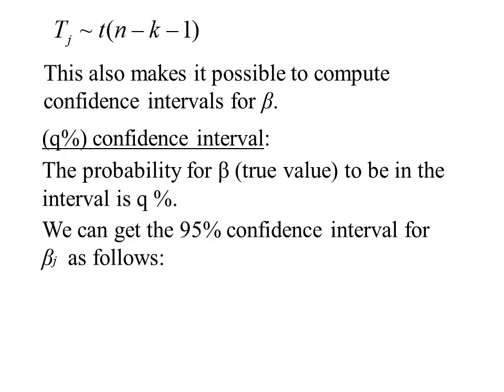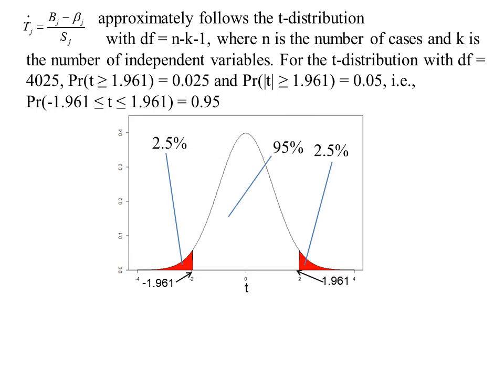Let Q be a value, in percent, of probability. So a Q% confidence interval for beta means that the probability for beta to be in the interval is Q%. Now let's follow, as an example, the computation of the 95% confidence interval for beta for high school graduates. We start with the general formula for T, i.e., T is the difference between B and beta, divided by S. This T asymptotically follows the T distribution with a given degree of freedom, which is 4025 in this case.